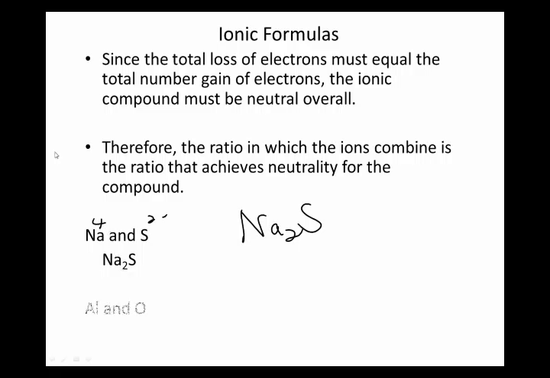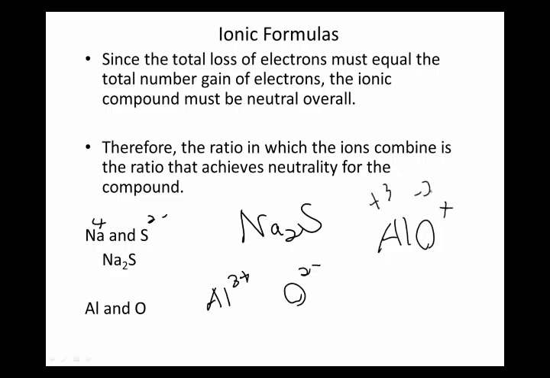Aluminum and oxygen. This one's trickier. So think about this one for a minute. Aluminum is, as I said before, plus 3. Oxygen will tend to form minus 2. So how can I make these neutral? Well, let's think about it this way. If I put just aluminum and oxygen together, that's an overall plus 1, because I've got plus 3 from here and minus 2. Okay, well, let's add a more negative. Let's add another oxygen. Well, now I've got a total of minus 4, and now my whole thing is going to be minus 1. 3 minus 4 is minus 1.